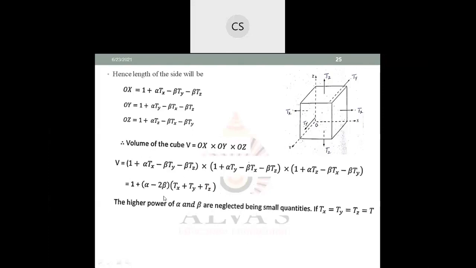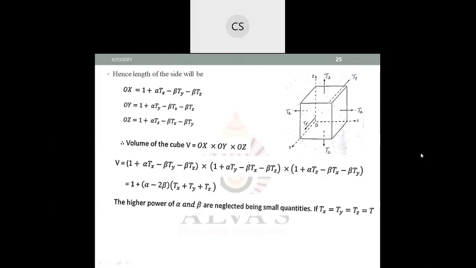Higher powers of alpha and beta are neglected because alpha and beta themselves are small quantities. Extension or contraction is a small quantity. So the higher terms will be still smaller quantities, negligible compared to 1. Therefore we consider only the term alpha minus 2 beta into Tx plus Ty plus Tz. Higher terms are neglected.